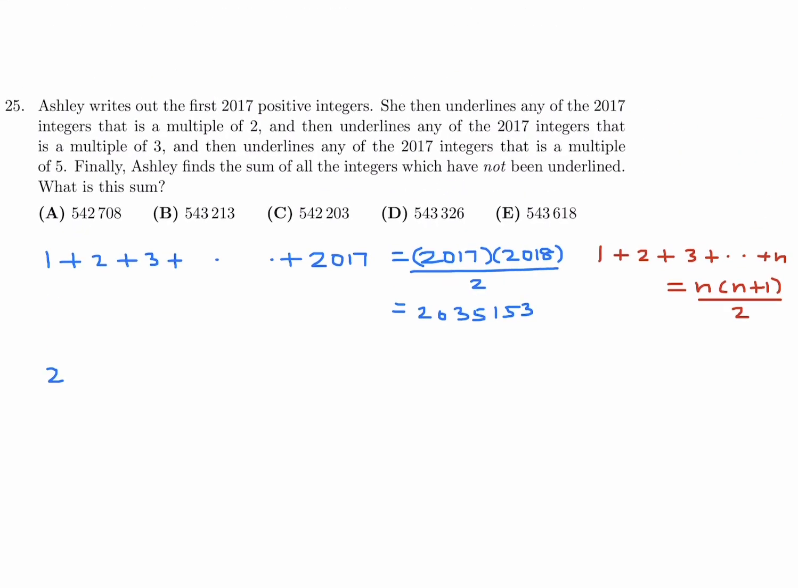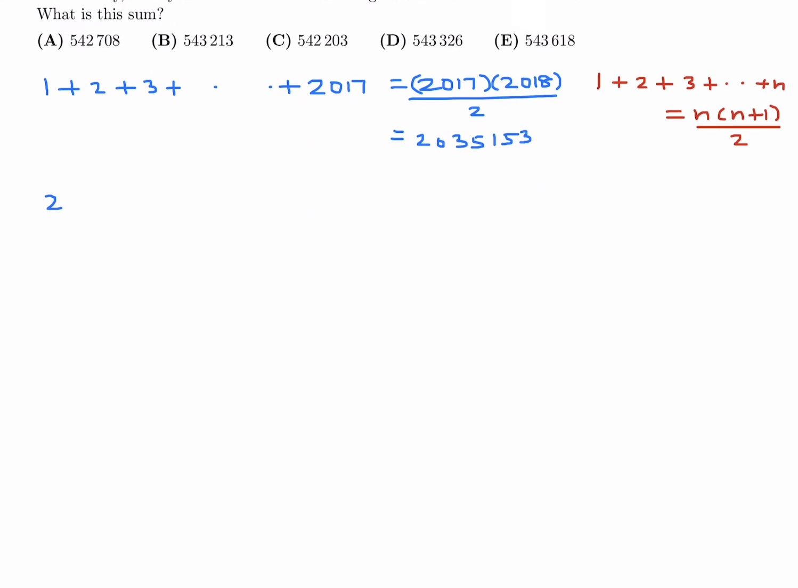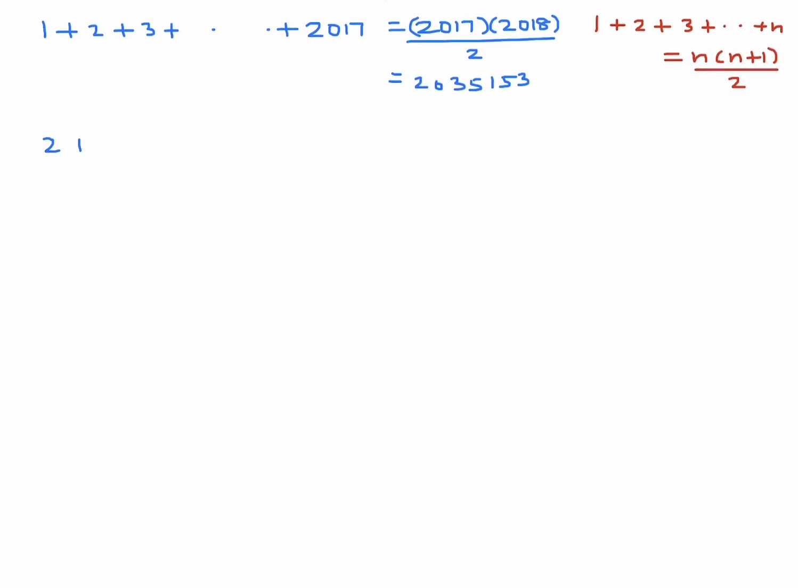All right. So now we have to take away all the numbers that are divisible by 2. Remember, all the numbers that are multiples of 2 she underlines, and at the end we have to figure out the sum of all the numbers which have not been underlined. So essentially you're just removing those numbers. All the numbers that are multiples of 2 are of the form 2, 4, 6, 8, and so on. What's the final number? It'll go all the way up to 2016, because 2017 is not a multiple of 2.